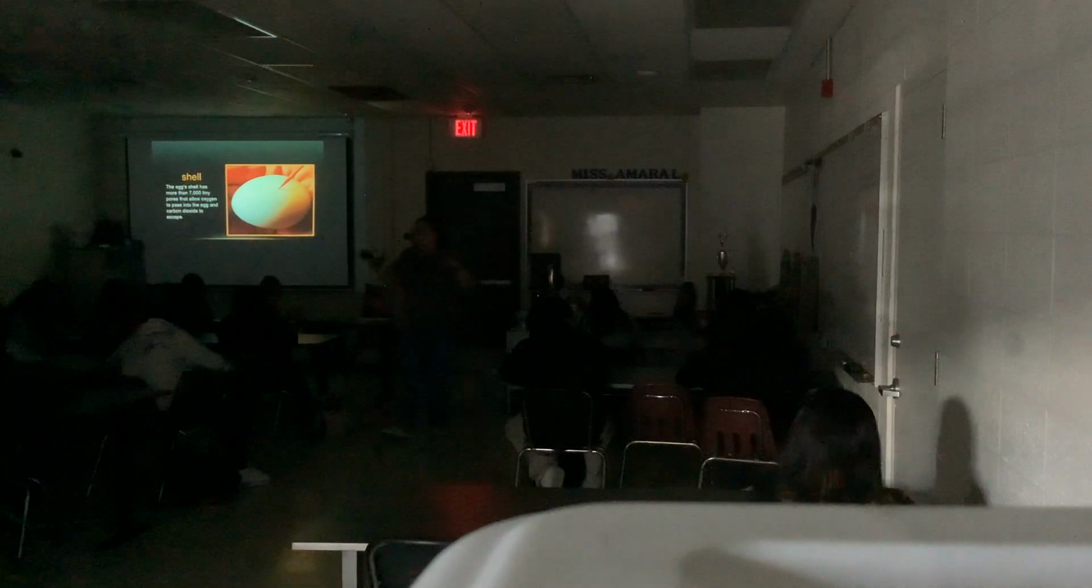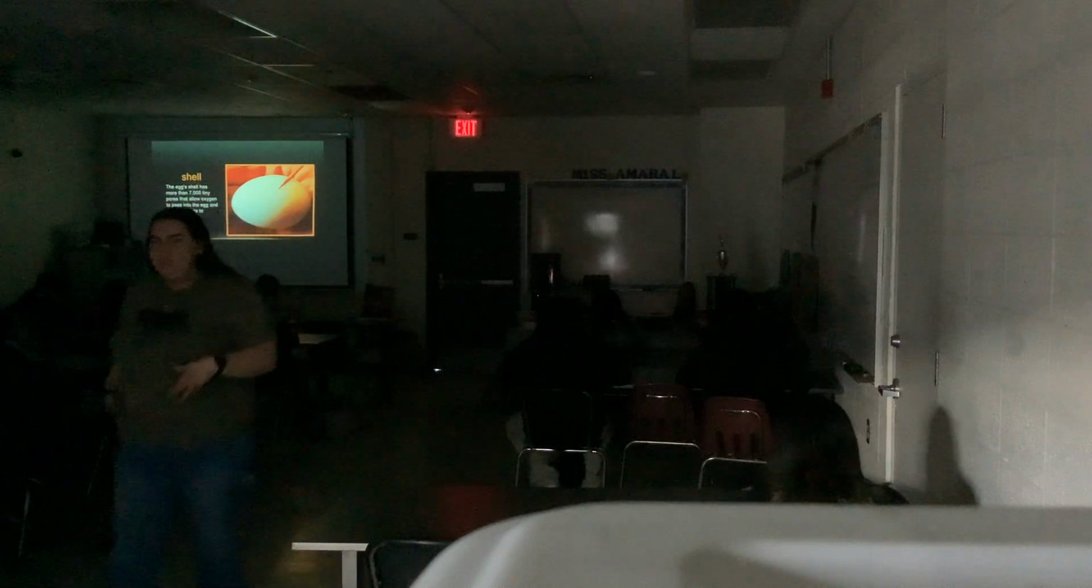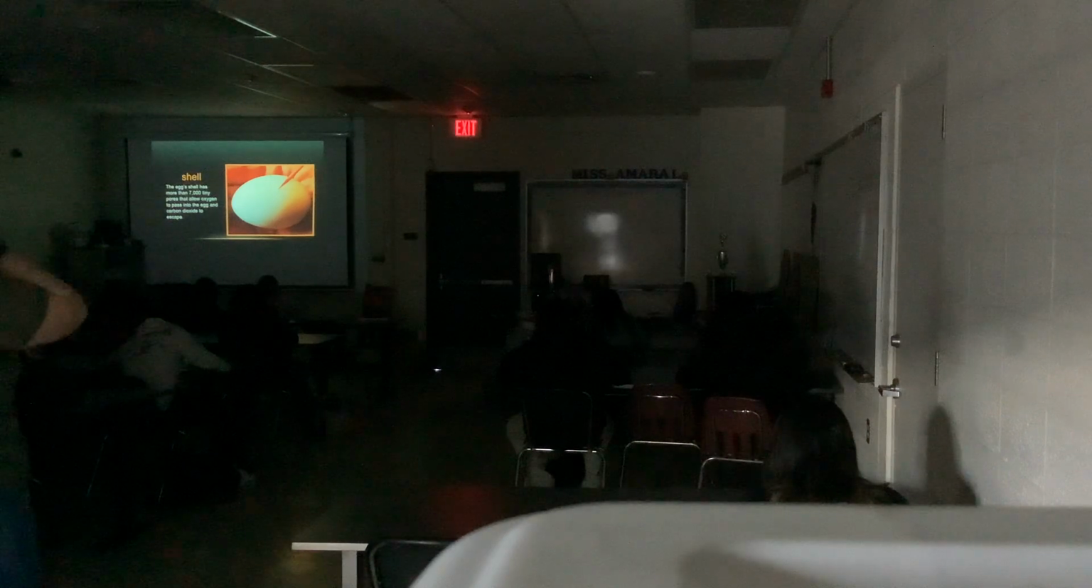The egg's shell has more than 7,000 tiny pores, and this allows oxygen to pass into the egg and carbon dioxide to escape from the egg. That's basically the way that the egg will breathe while it's developing. It allows oxygen to enter and carbon dioxide to exit through those 7,000 tiny pores.